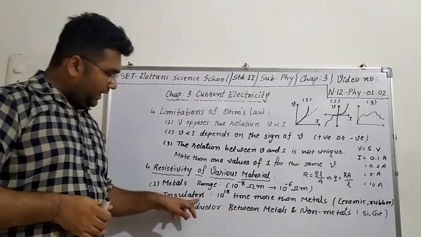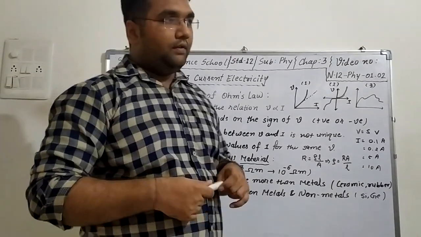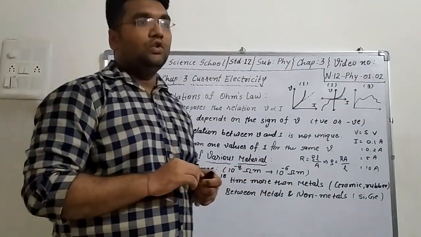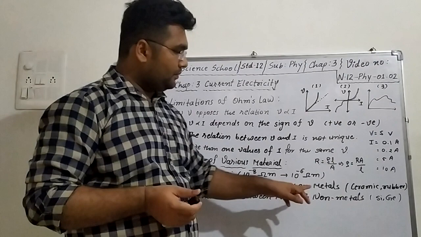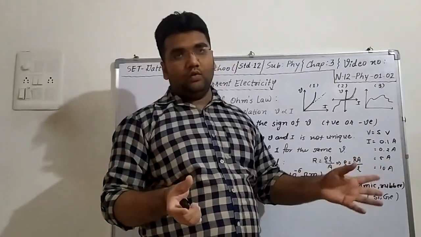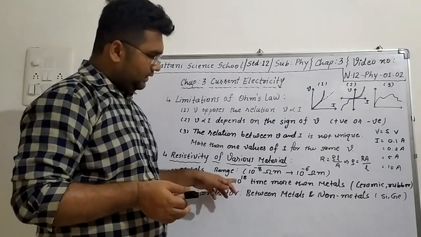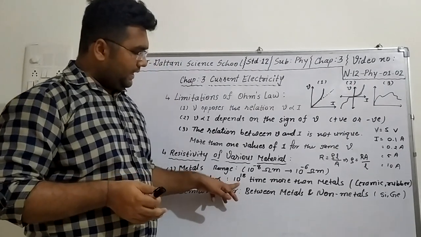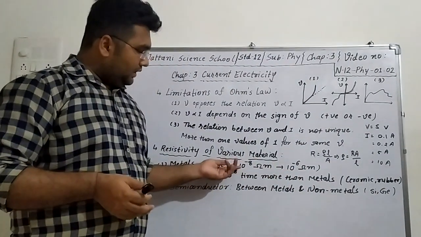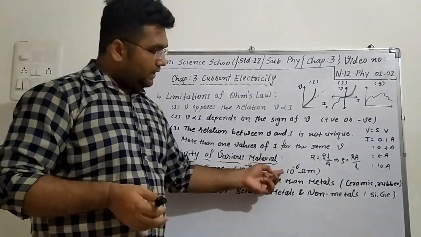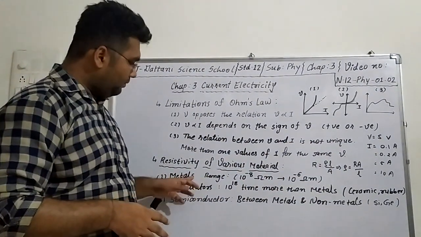Second is insulators. What is an insulator? The insulator is the device or element through which we cannot pass electricity. For example, ceramic, rubber, wood, plastic are examples of insulators. The resistivity of insulators is 10 raised to 18 times more than metals. Metals have resistivity in the range of 10 raised to minus 8 ohm meter to 10 raised to minus 6 ohm meter.